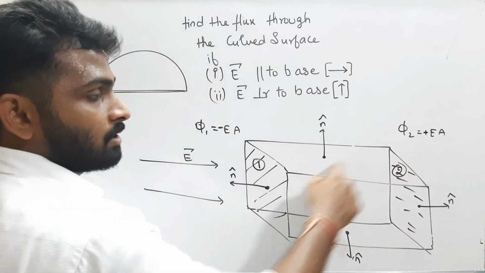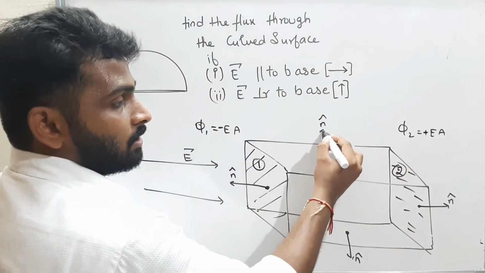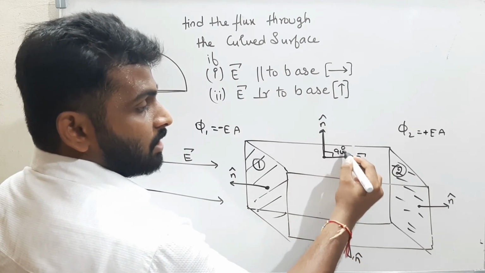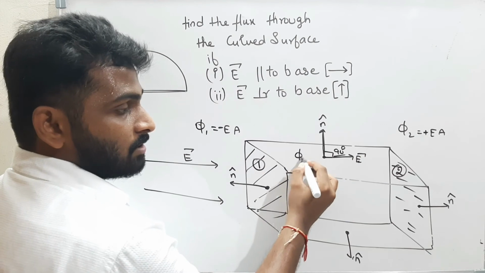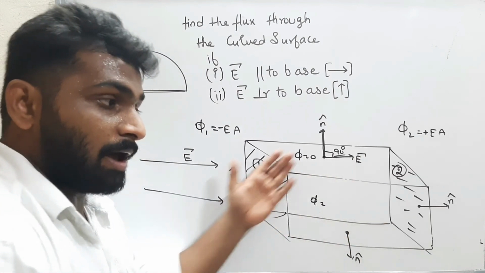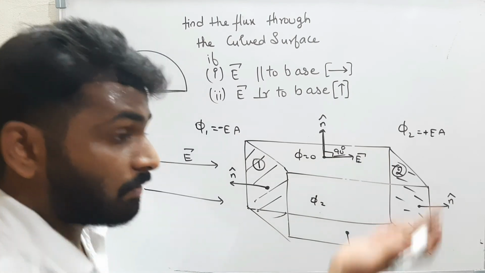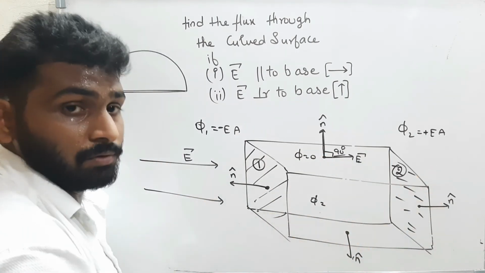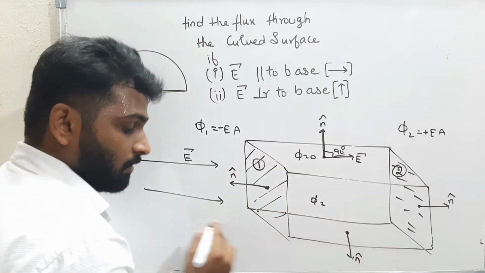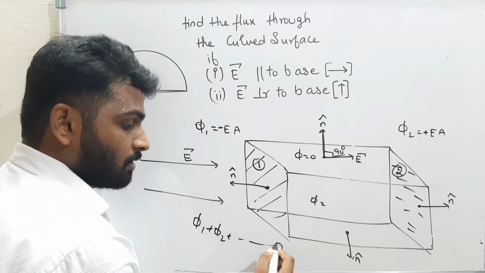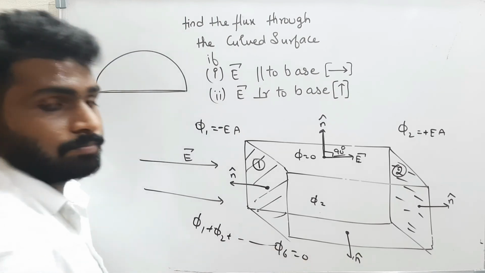And for this surface, the area vector and the electric field have an angle of 90 between them, cos 90 is 0, so the flux for this surface is 0. Even for this surface the flux is 0, even for the backside surface, and even for the bottom surface the flux is 0, because for all these four surfaces the area vectors are perpendicular to the electric field. Therefore the flux for all the surfaces, phi 1 plus phi 2 plus the rest, is equal to 0.